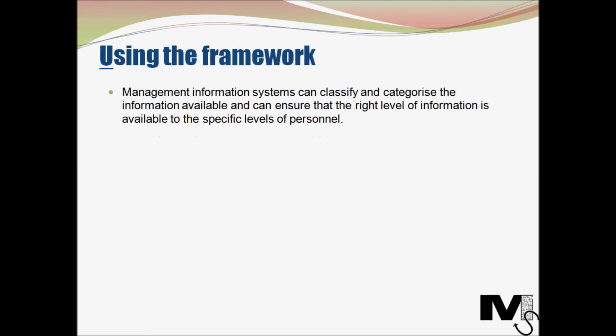Now, where is this framework actually used? How do we use this framework? As we've seen, this framework actually offers a hierarchical view of decision making and information needs. Management information systems therefore can view this to classify and categorize the information that's already available, and can ensure that the right level of information is available to the specific levels of personnel that operate at different levels for optimal decision making and task management. So that's why this is used.